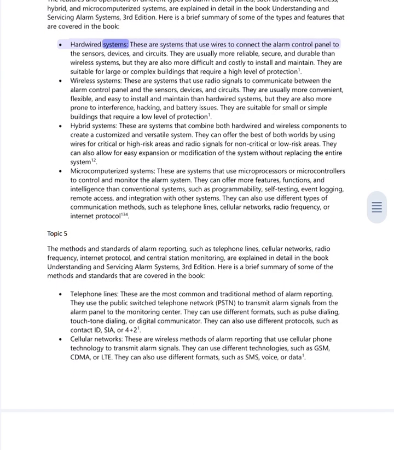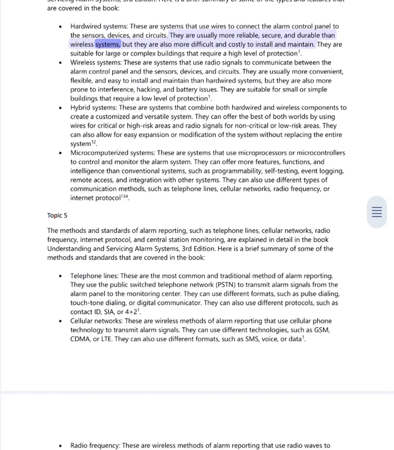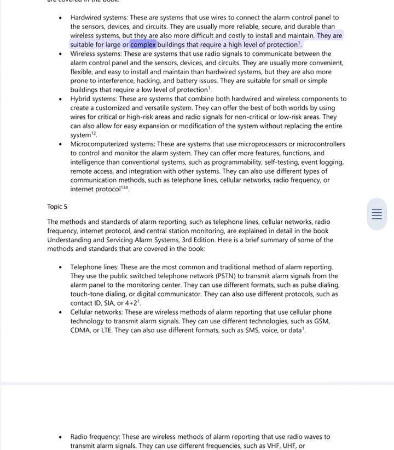Hardwired systems. These are systems that use wires to connect the alarm control panel to the sensors, devices, and circuits. They are usually more reliable, secure, and durable than wireless systems, but they are also more difficult and costly to install and maintain. They are suitable for large or complex buildings that require a high level of protection.